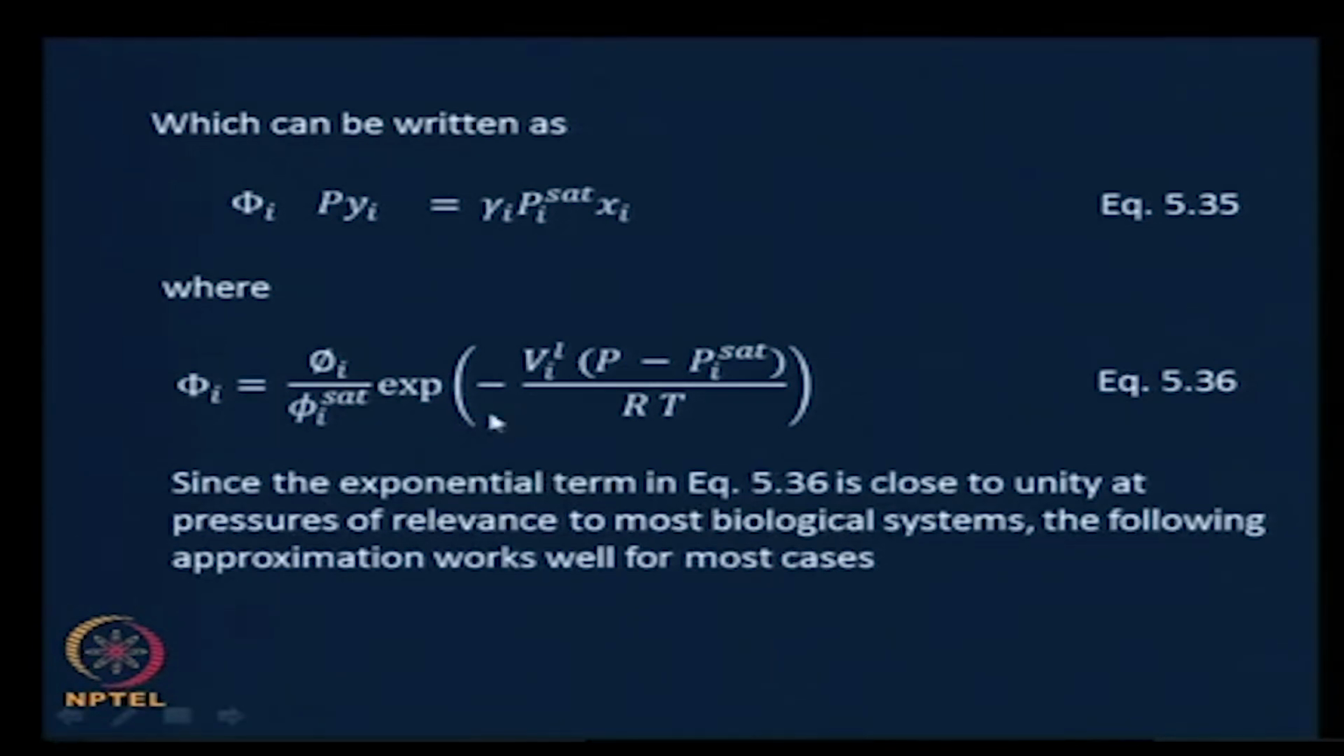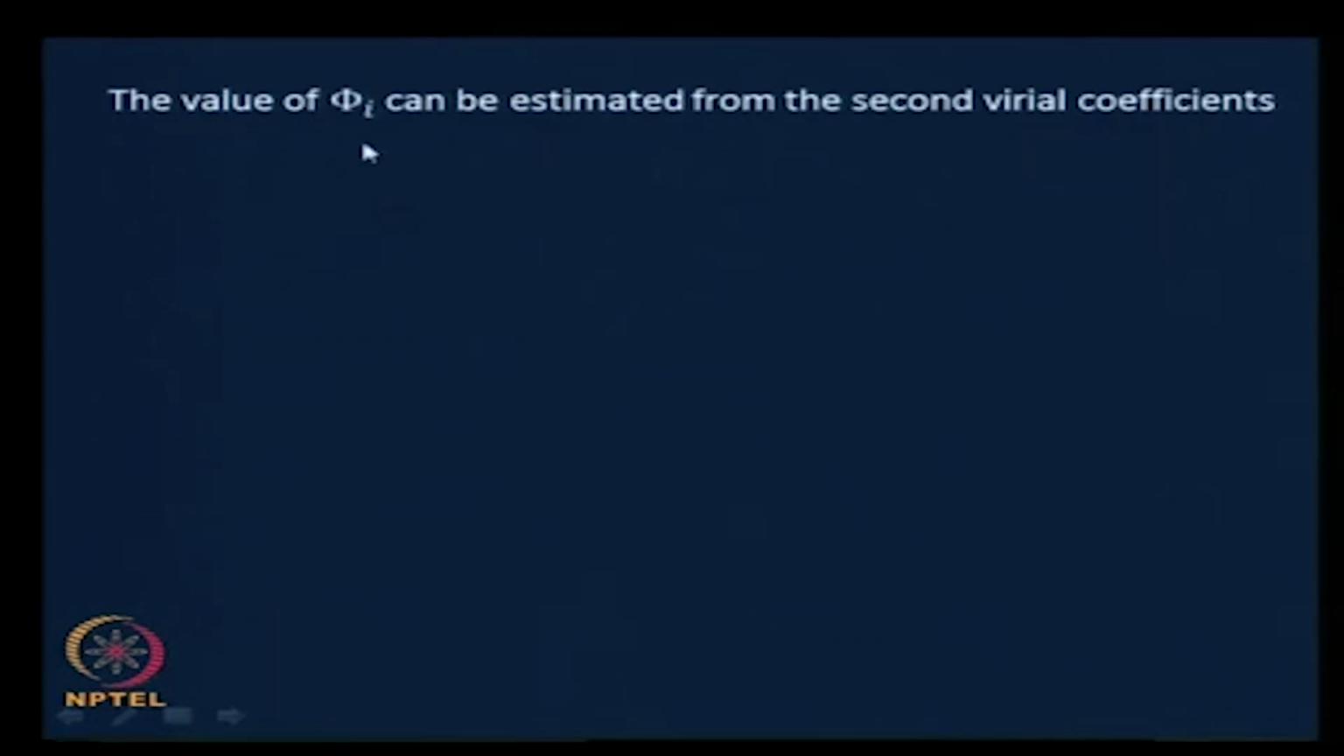And what usually happens is that the exponential term is close to unity at pressures of relevance to most biological systems, which is typically atmospheric pressures and so on. Therefore, this term can just be replaced with a 1 for most biological systems, and the following approximation works very well, which is phi I equals phi I by phi I sat, equation 537. The value of phi I can be estimated from the second virial coefficients. Remember B 1 1, B 1 2 and so on. We can use that to estimate phi I.